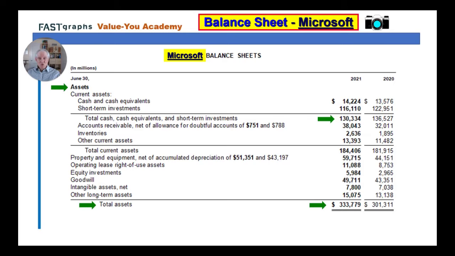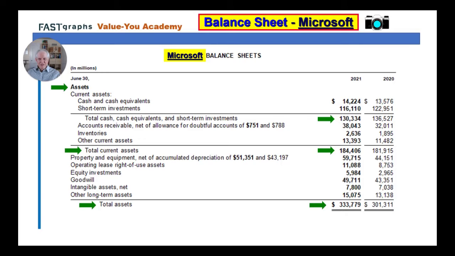Inventories. Those are things they're holding in inventory, and they got $2.6 billion. They've got some other current assets at 13.4. We want to know more about the details of that number. We'd look in the footnotes or the notes. Total current assets of $184 billion plus. So that's our current assets. Very important number in finance and accounting. Things we could turn into cash within 12 months or use up.